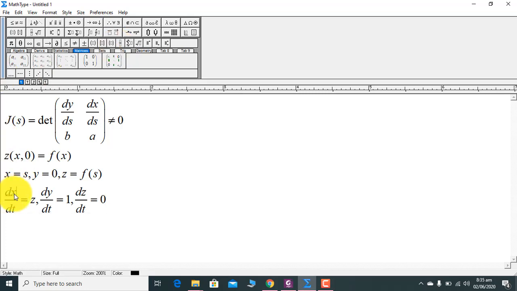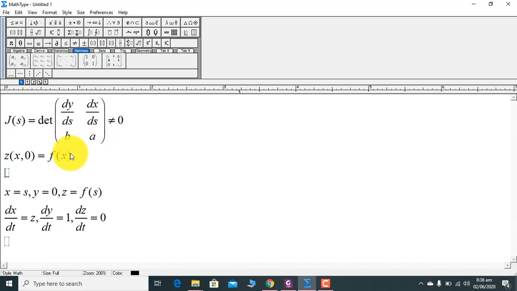But these are characteristic equations in terms of t, and I have told you earlier that you have to find the solution in parametric form. How can you find your solution in parametric form? So the required solution, I am writing just for your knowledge, the required solution will be what?